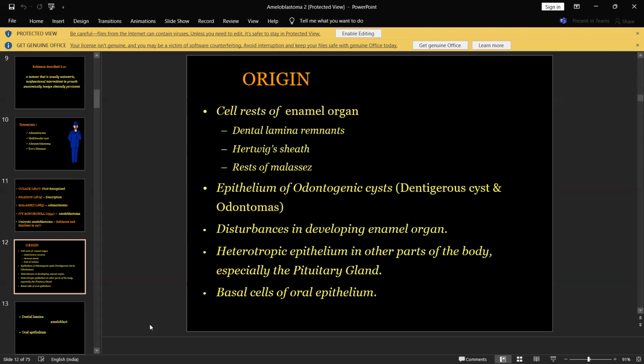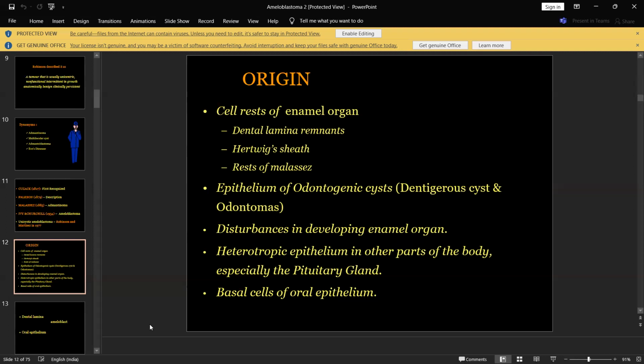Then what is the origin of ameloblastoma? Cell rest of enamel organ. Either it can be from the dental lamina, Hertwig's root sheath, or cell rest of Malasses. So these are the cell rests of enamel organ. It can arise from these three portions: one is your dental lamina remnants, then your Hertwig's root sheath, and then cell rest of Malasses.